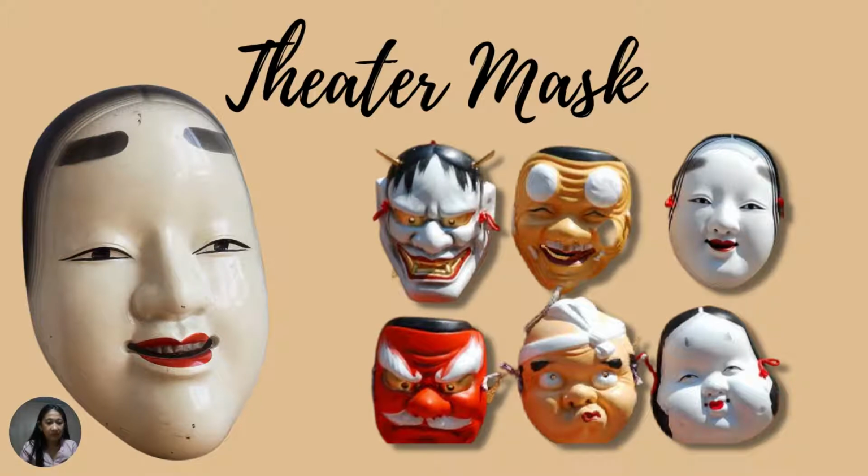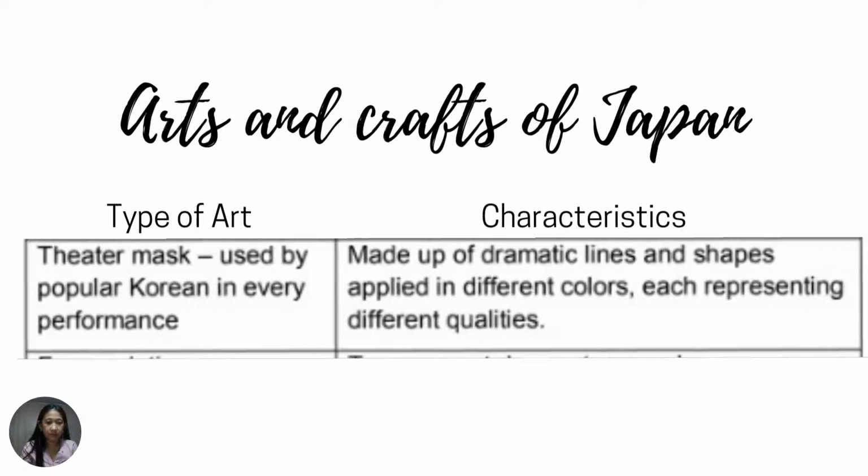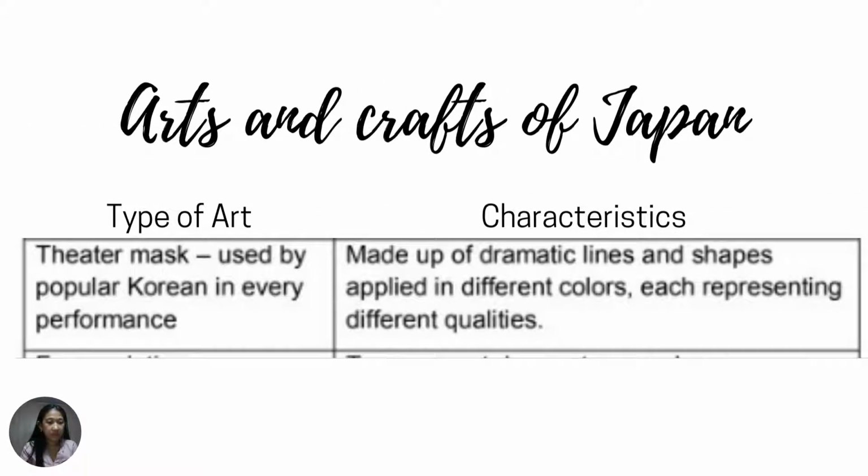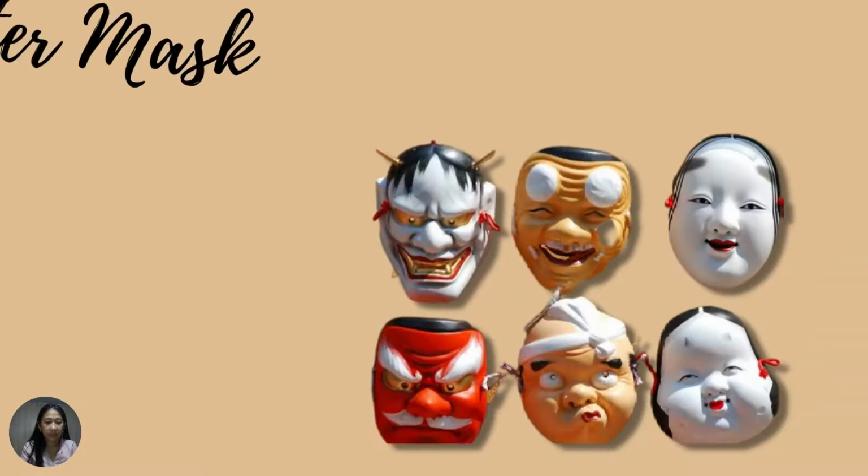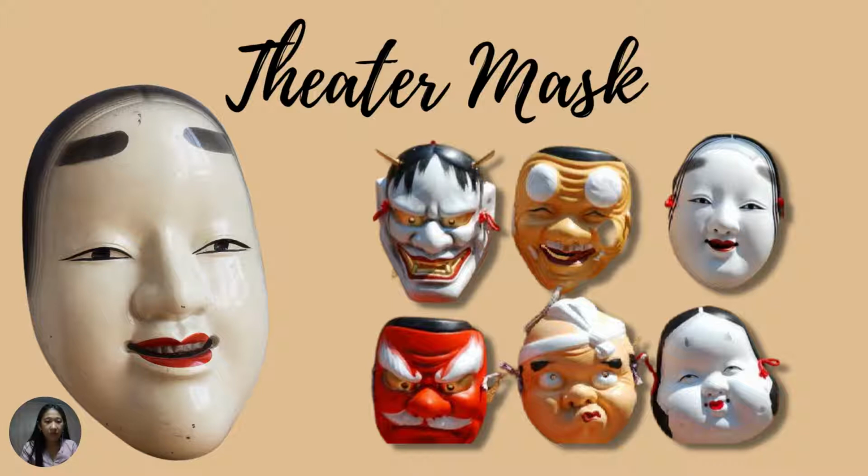Then we have the theater mask. Okay, theater masks are used by popular Koreans in every performance. It is made up of dramatic lines and shapes applied in different colors, each representing different qualities. So these are examples of Japanese theater masks.